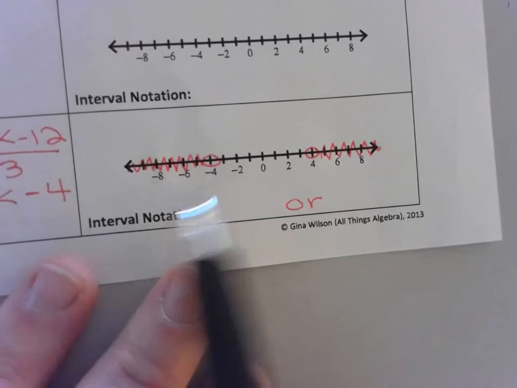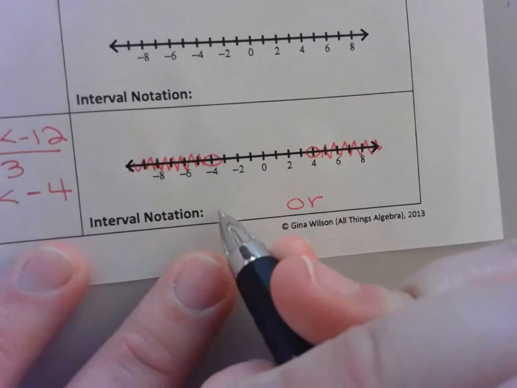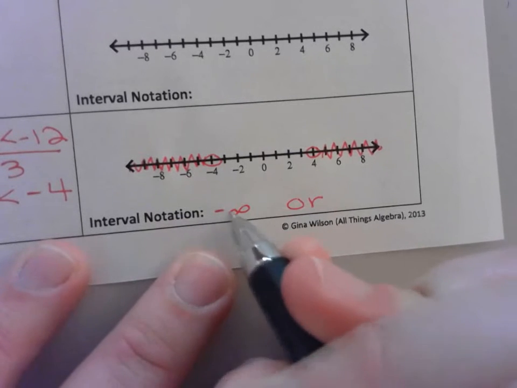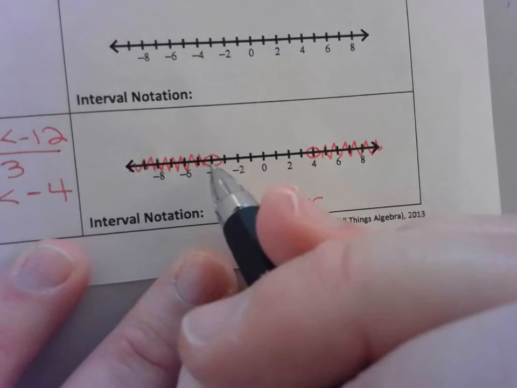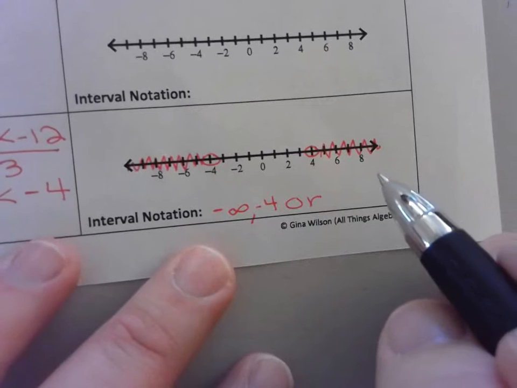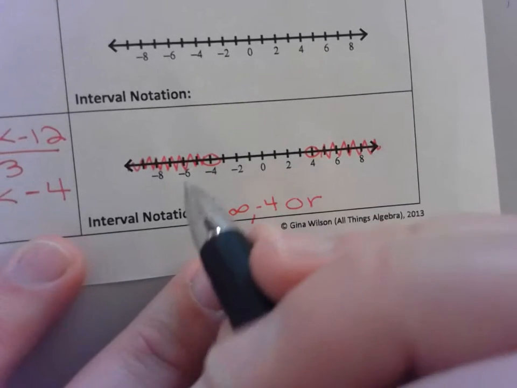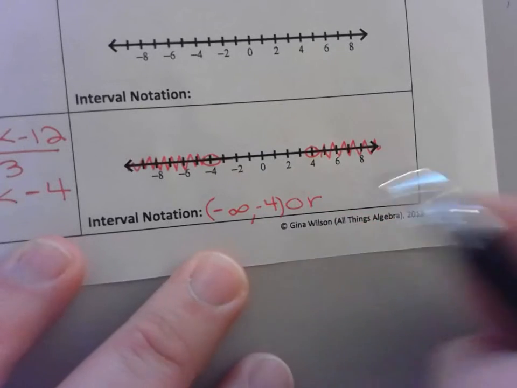Let's start with the left one. I don't have a specific starting point, so I put down what? Negative infinity goes to negative 4. Parenthesis or bracket? Always parenthesis with infinity. It's an open circle at negative 4, so parenthesis.